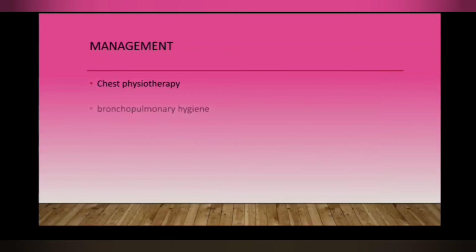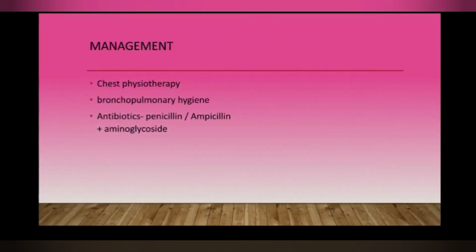So in the management, we will see in brief that we do chest physiotherapy and bronchopulmonary hygiene. The chest physiotherapy helps in the drainage of excessive bronchial secretions. So the patient should adopt the position in which the lobe to be drained is uppermost. I forgot to tell you that in bronchiectasis, the most common site is the left lower lobe. So next is antibiotics. Ampicillin or an aminoglycoside, or a penicillin and aminoglycoside combination can be given. Then for pseudomonas, ciprofloxacin is used.